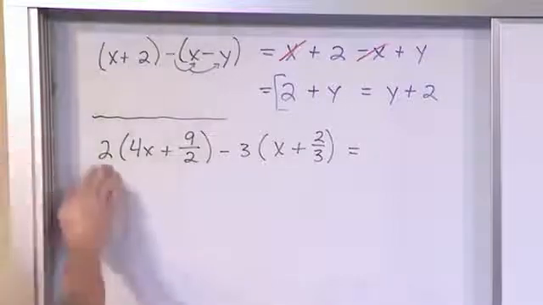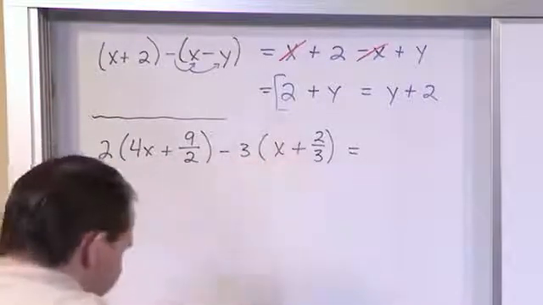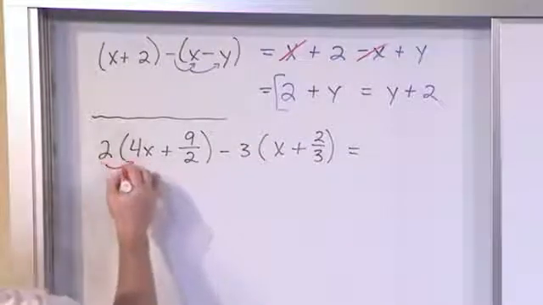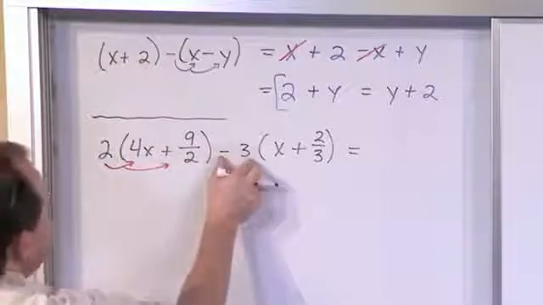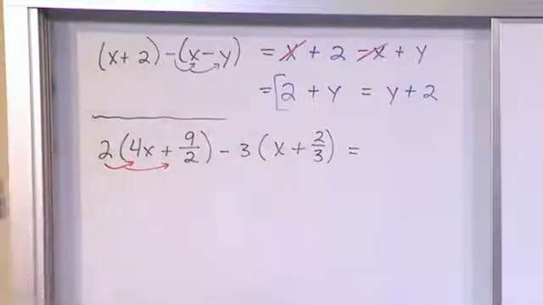But we notice that we have a number outside of this parenthesis, and we have a number outside of this parenthesis. So we're going to be able to distribute, for instance, the 2 into here and into here, and we'll distribute the negative 3. Don't forget it's negative because of this. We'll distribute that into the second set.